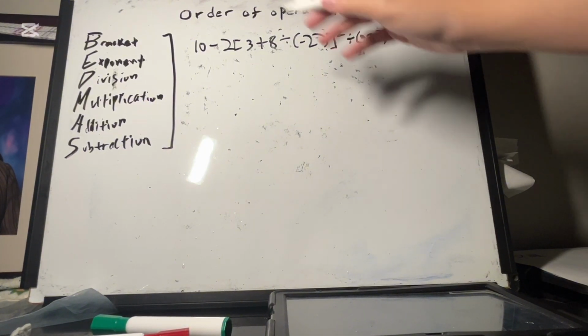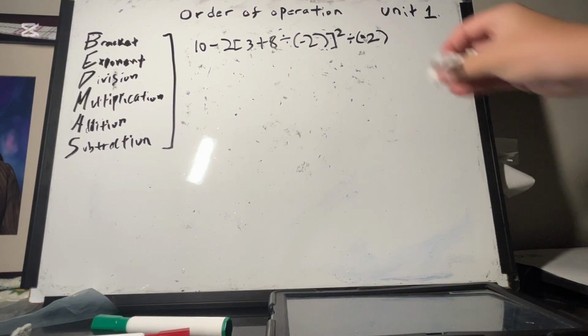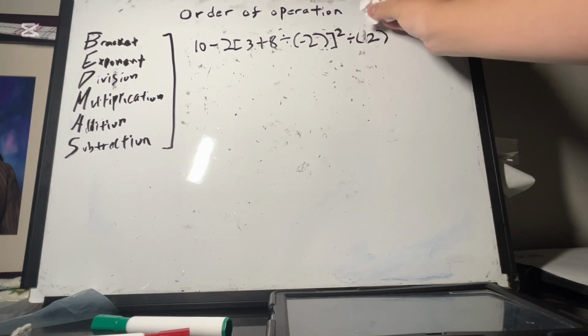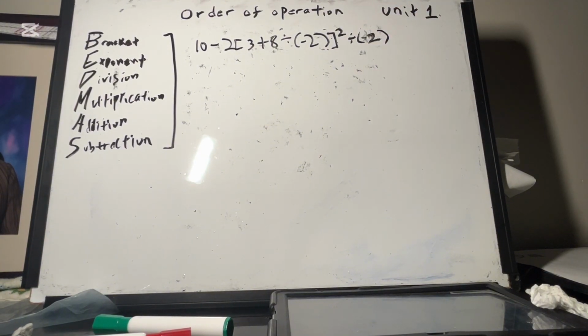As you can see here, 10 minus 2 [3 plus 8 divided by (-2)] to the exponent of 2, divided by -2. That's the entire equation. And so if you just take a look at this, it looks very, very, very complicated. And as such, it really isn't. So in order to solve this properly, you're going to have to go through the order of operations, BEDMAS. So let's take a look here.